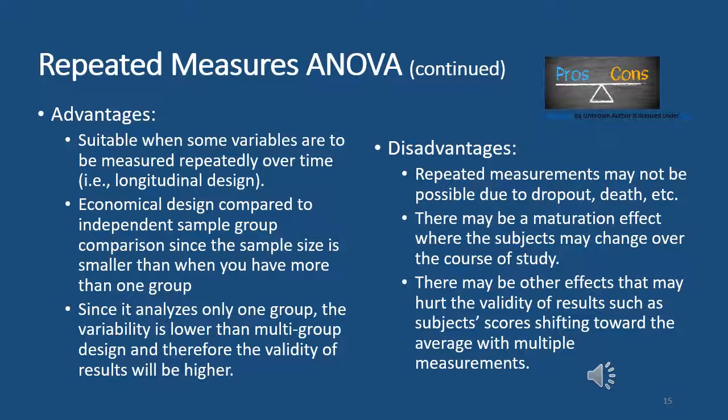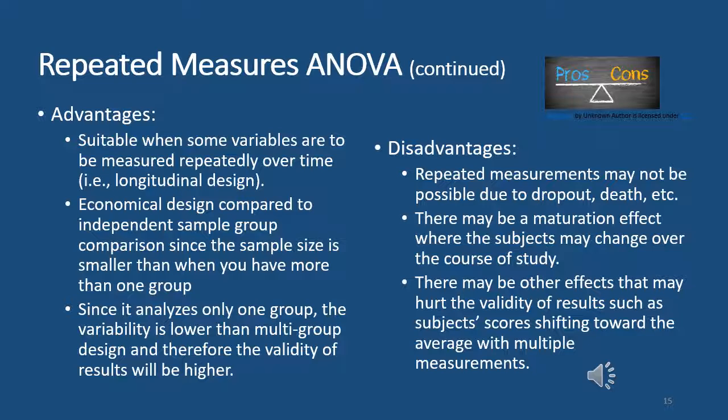That is, that your participants don't continue to participate through the whole longitudinal time period. This may be due to death, or you just lose them, or they decide to drop out of the study. There may be a maturation effect where the subjects may change over the course of the study. So in other words, if you're doing something longitudinal and it is with children and they age, there may be some factors included in their aging that are influencing your results. And so you have to really take that into consideration.